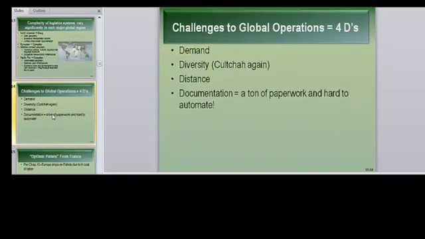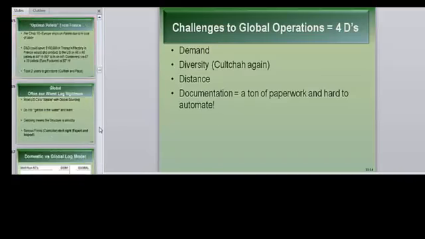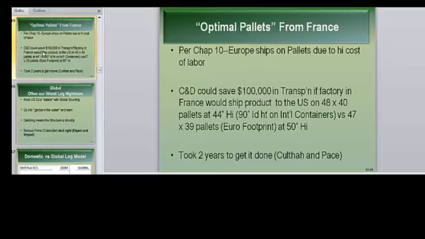I like the 4Ds as the challenges to global operations. Easy to remember, right? Demand, diversity, so there's that culture again, distance, and documentation, with that ton of paperwork that's required, and it's very hard to automate that. Now, just as a touch on cultural differences, one of the reasons that I have us do the optimal pallet drills is so that we understand what it takes to be moving full, since that's a key to driving down costs.